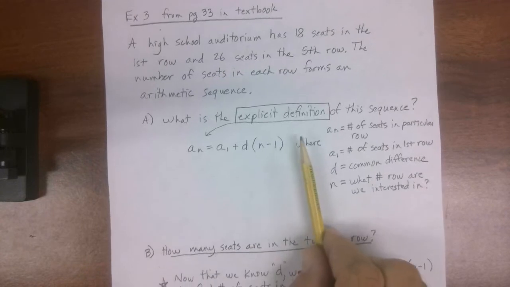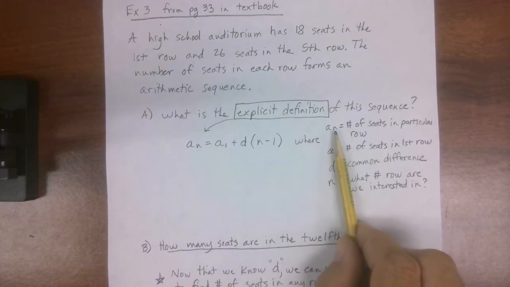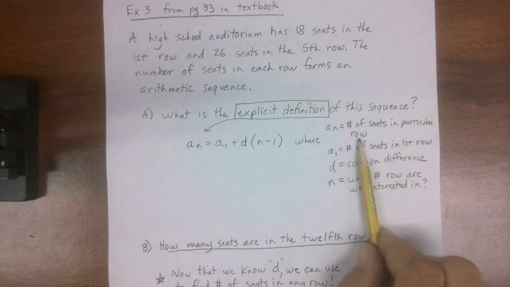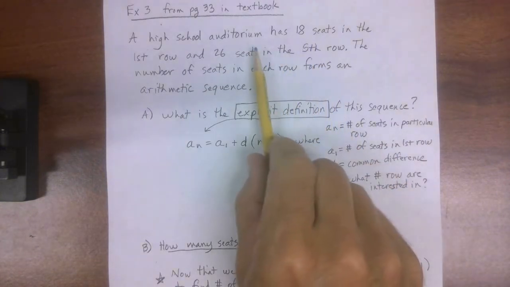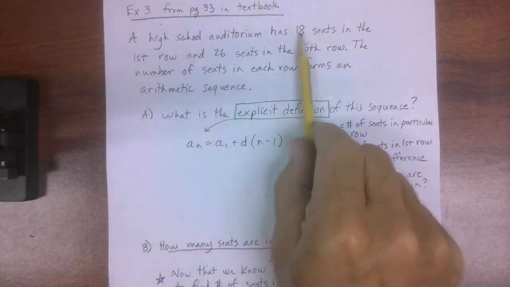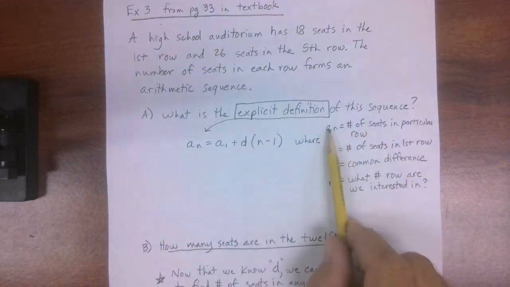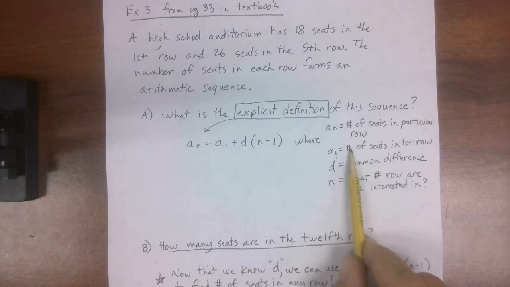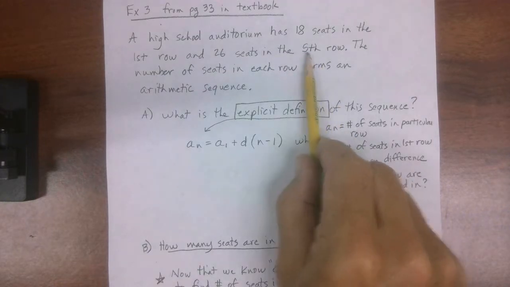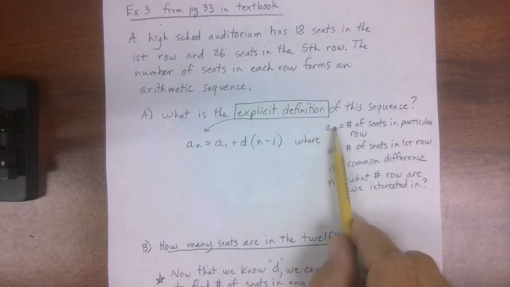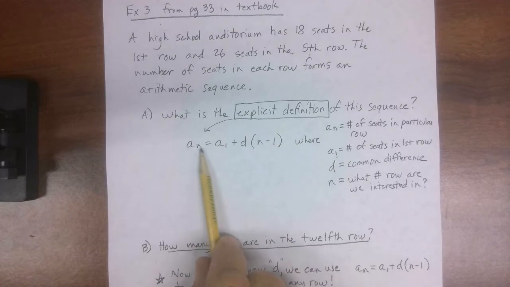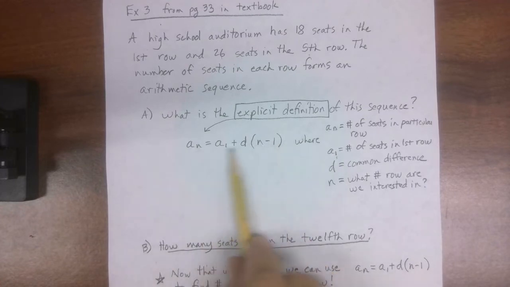Now I've pulled the pieces out where A sub n is the number of seats in a particular row. For example, if this was 18 seats in the first row, A sub 1, like right there, would be 18. If the 5th row has 26, then A sub n would equal 26, and that's all we know on this problem. But it's asking us to get started by just filling in whatever we can here.